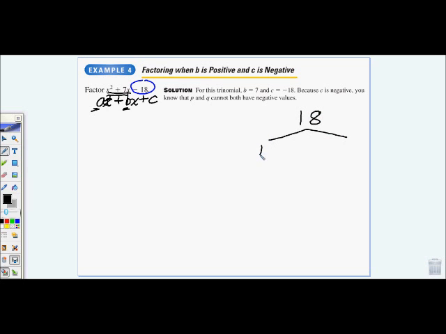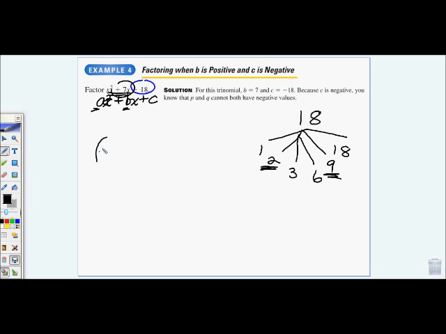So let's look at some products of 18. Those are my products of 18. I need my OI, my outside and inside, to be a positive 7x. So I know that my larger of the two factors needs to be positive to allow us to have a positive for the sum of my outside and my inside. Now, what factors could I use that would both give me 18 when multiplied and give me 7 when added or subtracted?